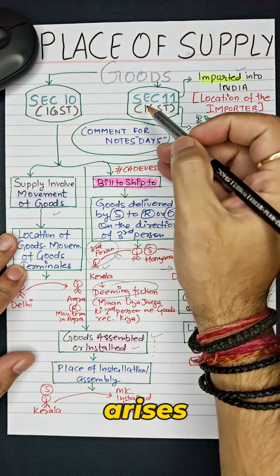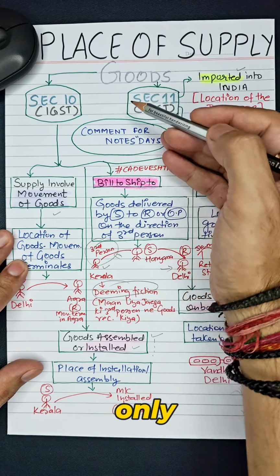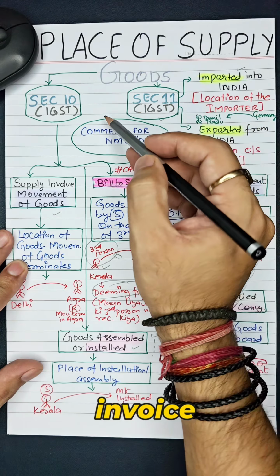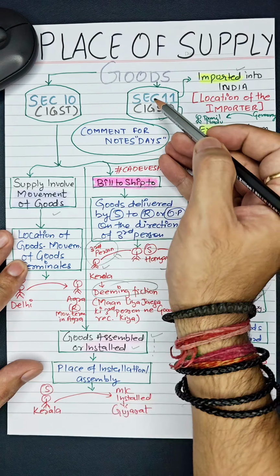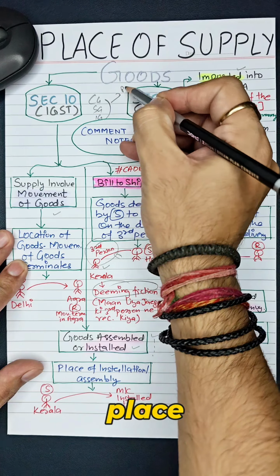Now the biggest question arises: why is place of supply important in GST? Because the place of supply is the only factor that determines the levy of taxes. In a GST invoice, which type of tax do we have to charge: CGST, SGST or IGST? That will be determined only on the basis of place of supply.